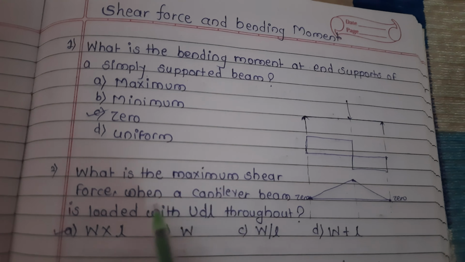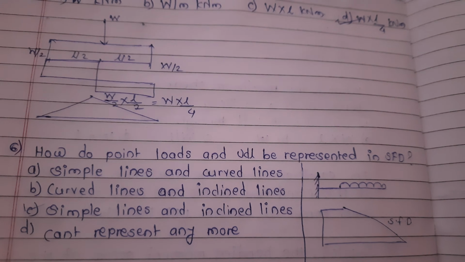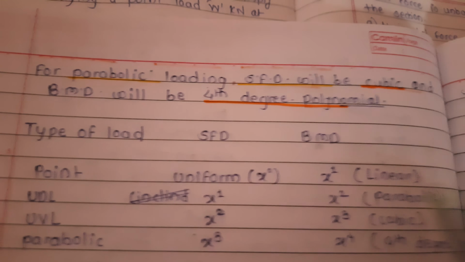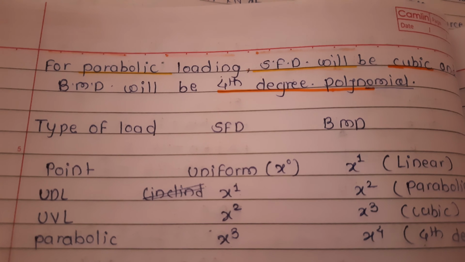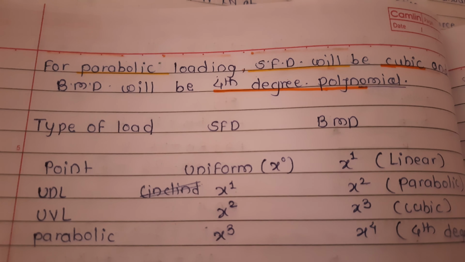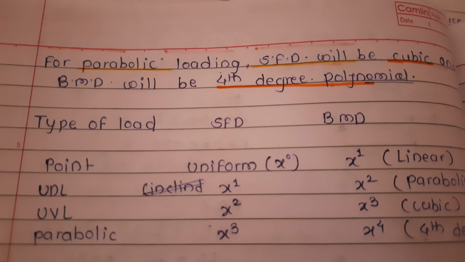Then how are point loads and UDL represented in SFD? Point loads by simple lines and UDL by inclined lines. For detailed information, you have to check the video of shear force and bending moment. The link will be given in the description box. Dash dash curve is formed due to bending of overhanging beams. The answer is elastic.